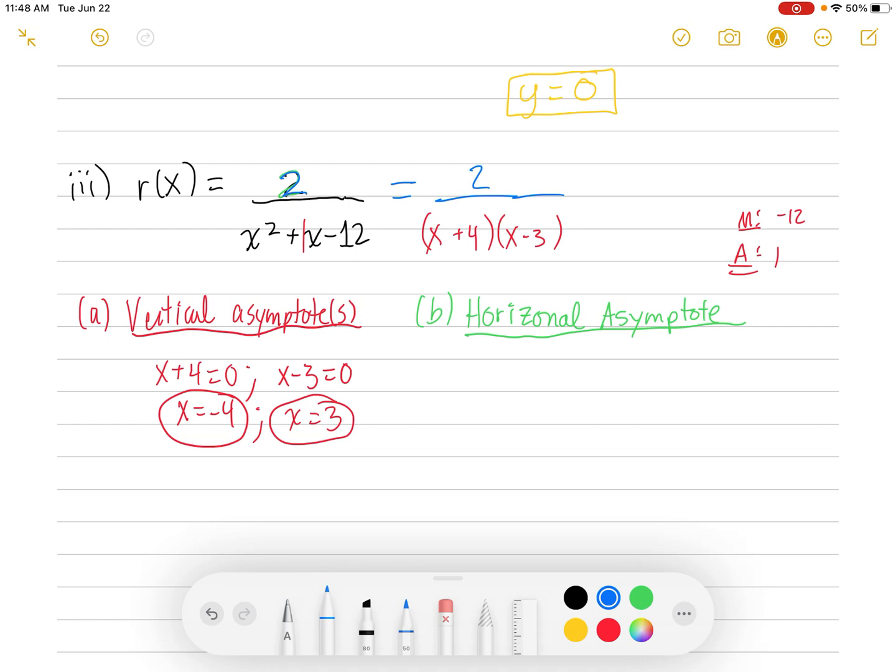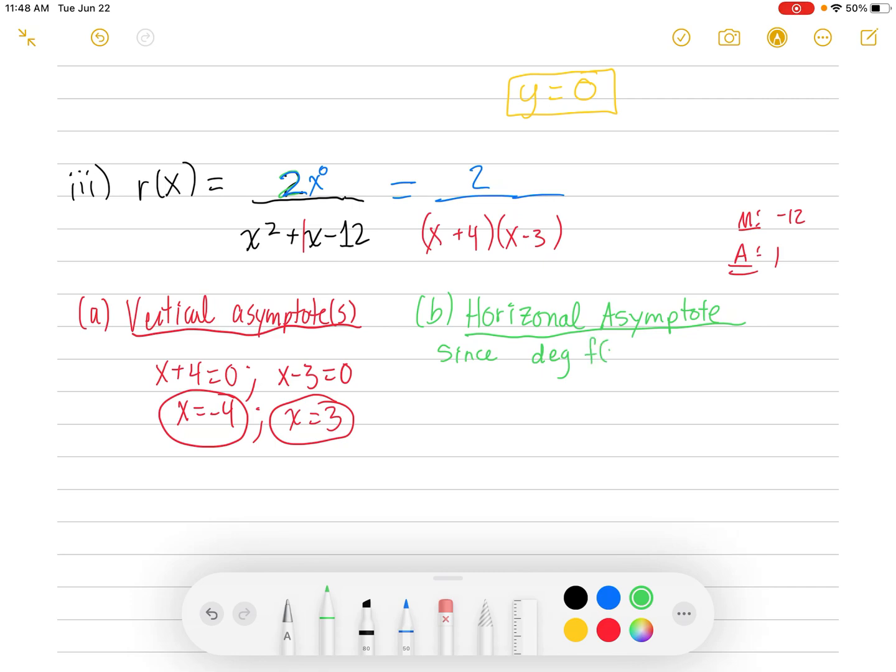So if you look at the degree of the top here, notice you just have a constant up top, right? You have a constant. But you can imagine there being an x to the 0 power. So the top has a degree of 0, and the bottom has a degree of 2. So we're going to write that down.